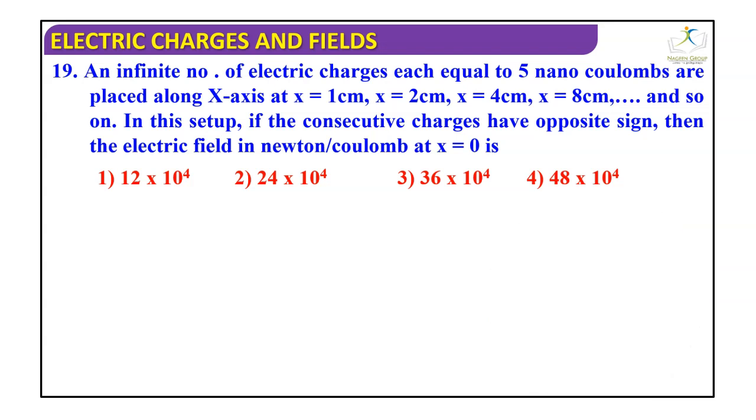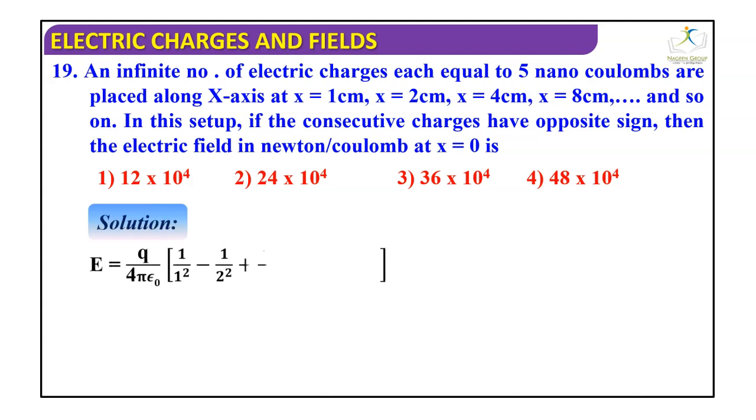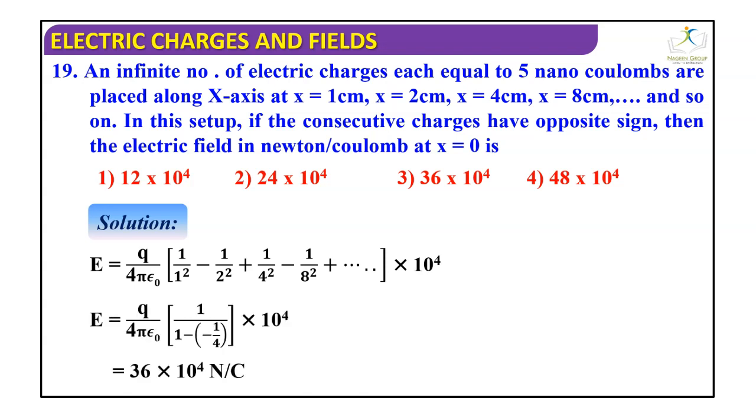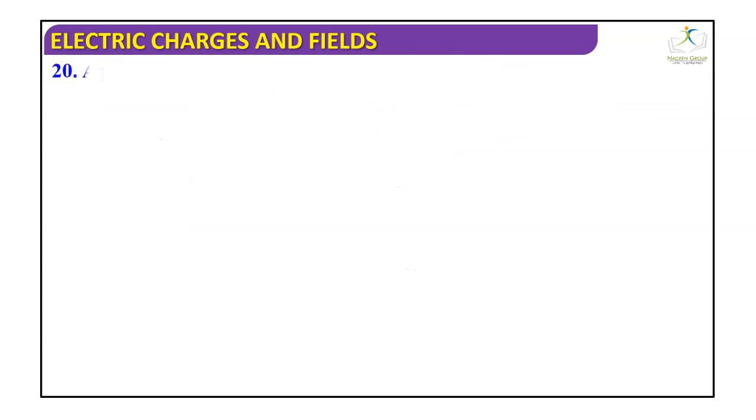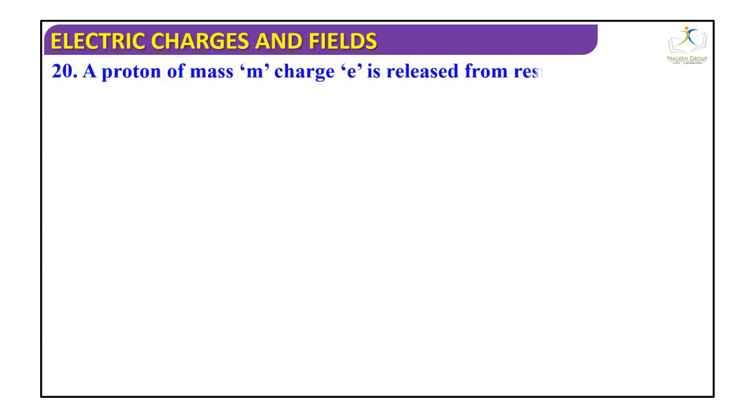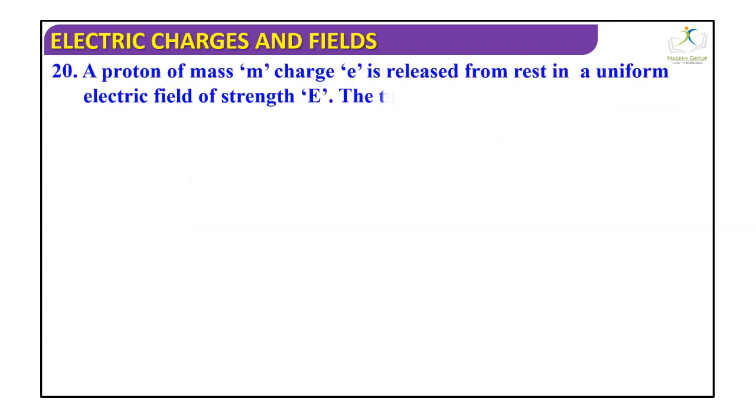Hope you did. So we have the solution. E is equal to q by 4 pi epsilon naught, times (1 by 1 squared minus 1 by 2 squared plus 1 by 4 squared minus 1 by 8 squared and so on) into 10 to the power 4. We just put in all these values because this series is in GP form, and we get the result, which is option 3.